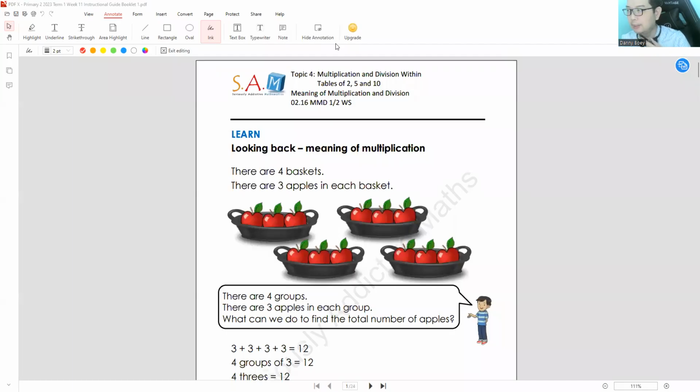Hey teachers, this is the instructional guide for primary two, term 1, week 11. For this week, there are two booklets, followed by the test paper, and this is the test paper as homework.